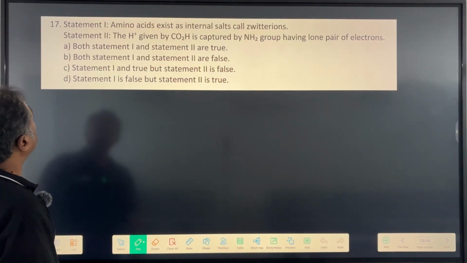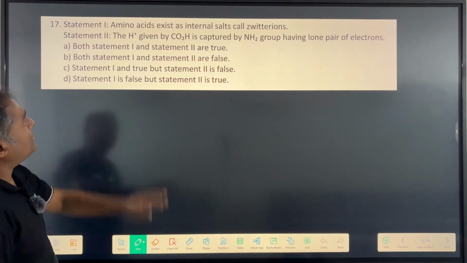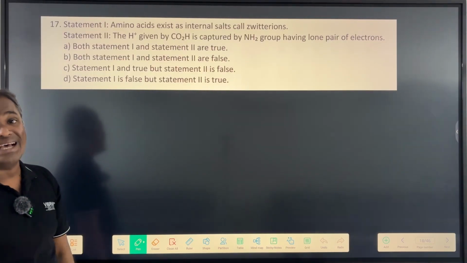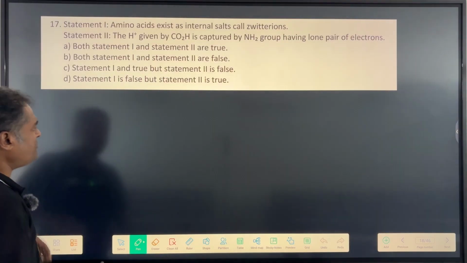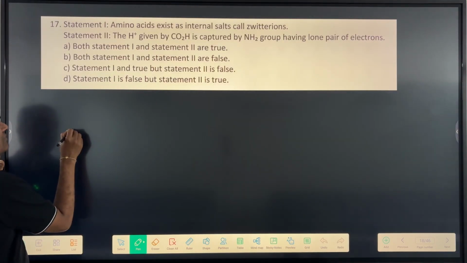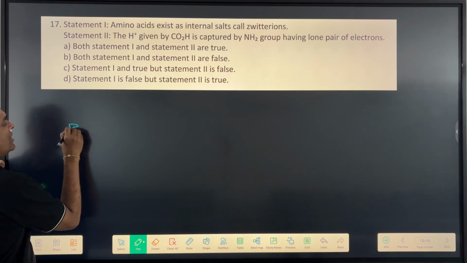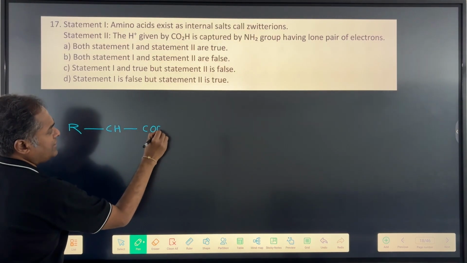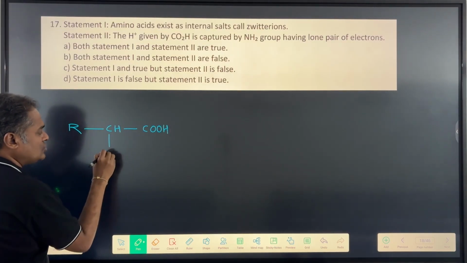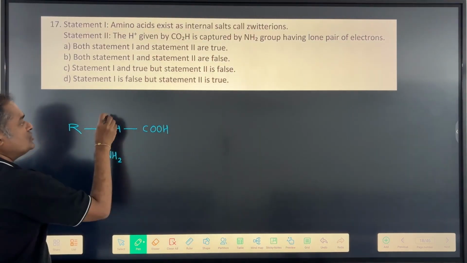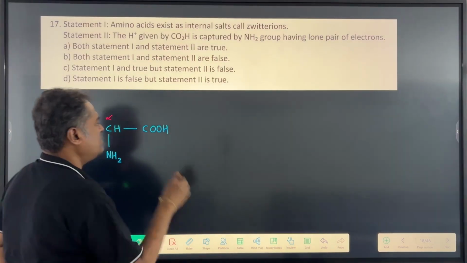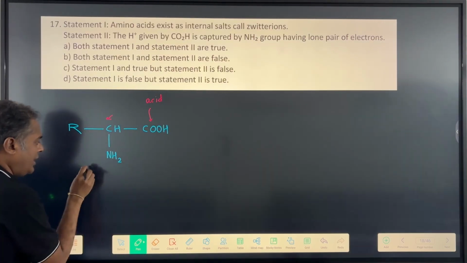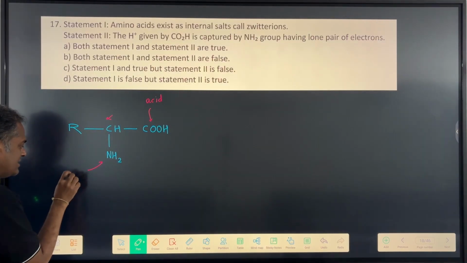Now, when you see question number 17, statement 1: amino acid exists as an internal salt called a zwitterion. Correct? Now child, if you remember alpha amino acid, what is alpha amino acid? Basically the structure of an alpha amino acid is like this, where we generally represent the alpha amino acid like this. Now you have NH2 and this is the alpha position. Now you are aware that your COOH group is an acid and your NH2 group is a base.